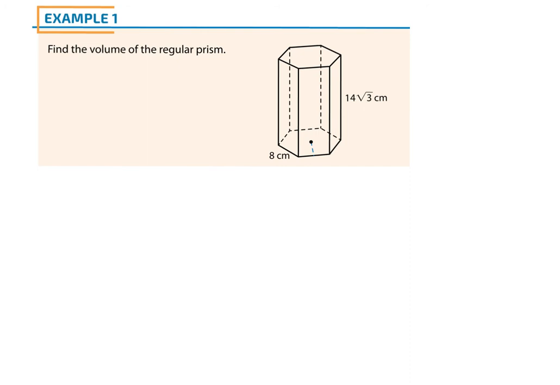All right. Example 1, find the volume of the regular prism. Well, in order to find this volume, we need the area of the base and we need the height of the prism. They gave us one of those. They gave us the height of the prism, right? So we know the height of the prism is 4 square root of 3 centimeters. We know that. Now we need to calculate the area of the base. The first thing you want to do to calculate the area of the base is figure out what type of base you have. We have a regular polygon, all right, right here.